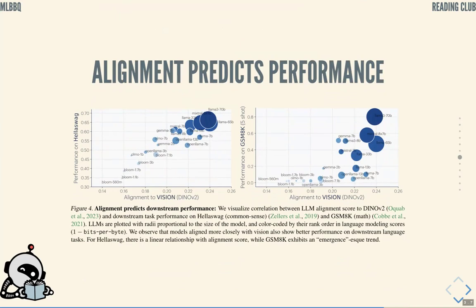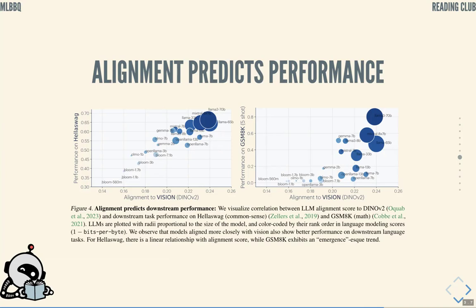and order them by alignment to the vision model, alignment again in the relational sense. And they say, hey, the models that are more aligned perform better on the common sense task and on the math task as well. The relation is slightly different, exponential. Well, and the claim is Platonic.